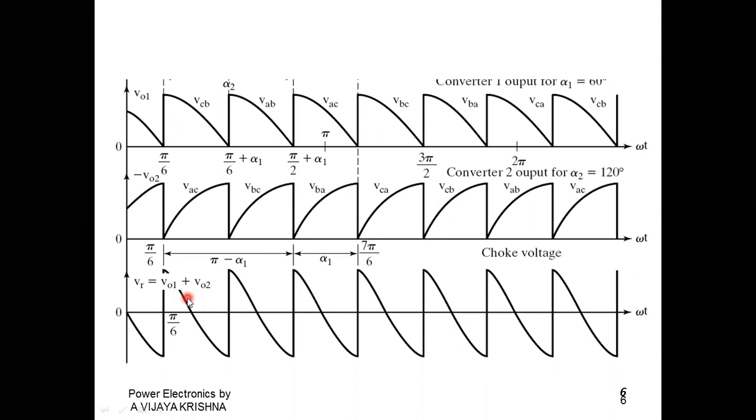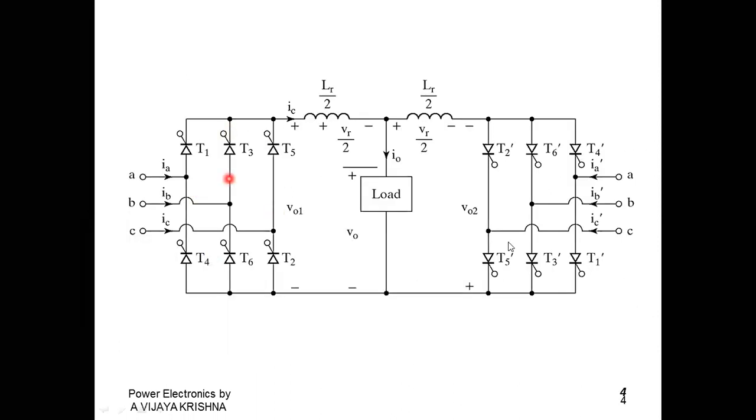The circulating current can flow within the converter circuits only, not towards the load. In practical dual converters, this circulating current is limited to a lower value by inserting a reactor. Here, I am placing a reactor in the converter 1 circuit and also in the converter 2 circuit.